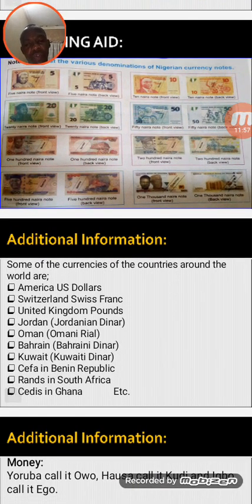Additional information here. Some of the currencies of the countries around the world are American US dollars, Switzerland Swiss franc, United Kingdom pounds, Jordanian dinar, Omanian riyal, Bahraini dinar, Kuwaiti dinar, CFA in Benin Republic, rands in South Africa, cedis in Ghana, and so on and so forth.